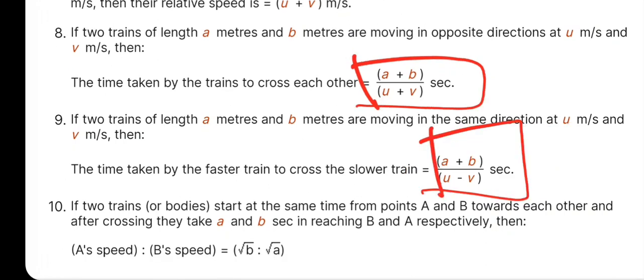Next point, if two trains or bodies start at the same time from points A and B towards each other, and after crossing they take a and b seconds in reaching B and A respectively, then A's speed is to B's speed equal to root b is to root a. Repeat, if two trains or bodies start at the same time from A and B towards each other, and after crossing they take a and b seconds in reaching B and A respectively, then the ratio of A's speed to B's speed is equal to root b is to root a.